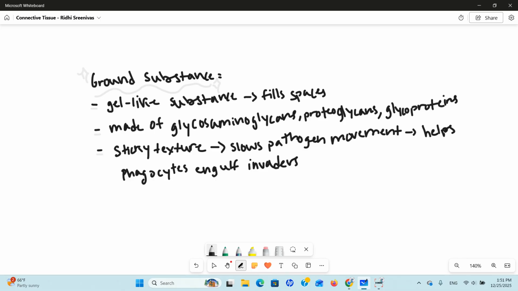But now let's talk about ground substance, which is a gel-like material that fills spaces between cells and fibers. It is made of glycosaminoglycans, proteoglycans, and glycoproteins. It is viscous and has a sticky texture, and this supports tissues and slows pathogen movement once pathogens get stuck in it. When pathogens get stuck in this substance, it helps phagocytes catch the invaders much more easily, engulf them, and get rid of them.